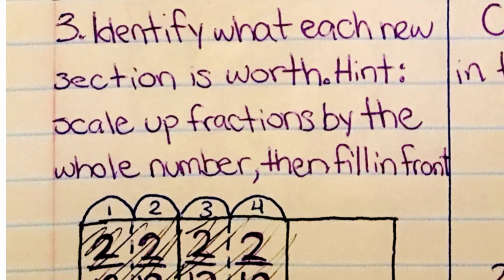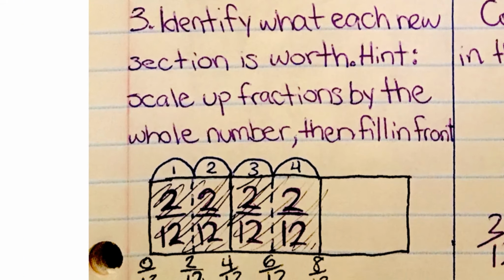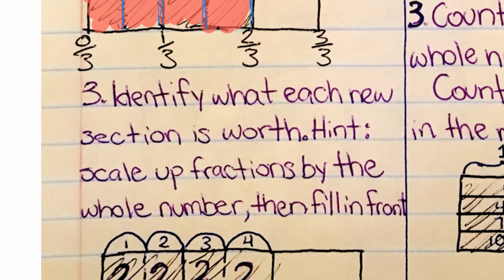Step 3 says that we need to identify what each new section is worth. And here's the big thing. This hint is very important. I'm going to try and squeeze this in here so you can see it. Okay. In order to figure out what these new sections are worth, we need to scale up our fractions by the whole number and then fill in the front. And I know that's going to sound kind of confusing, so in order to explain that, let me zoom back up here to our previous example.